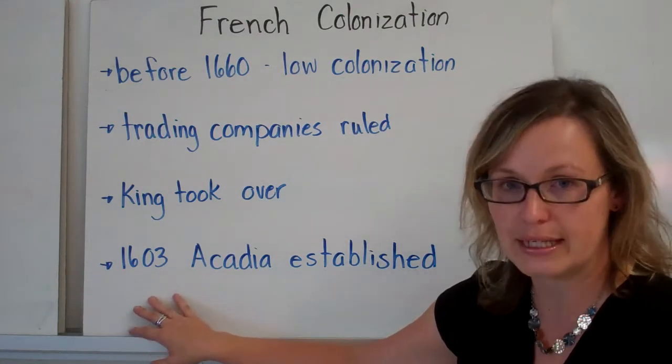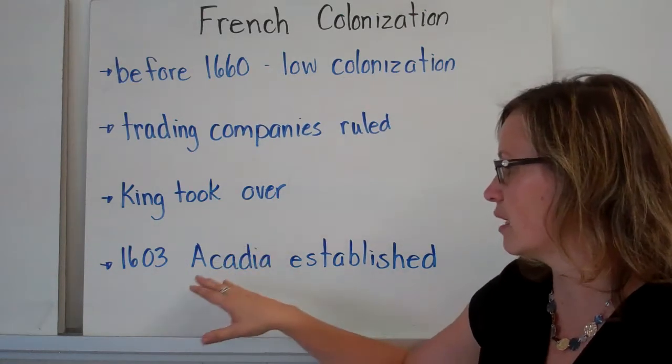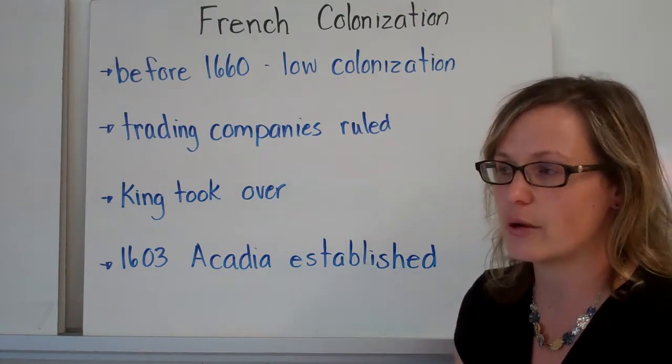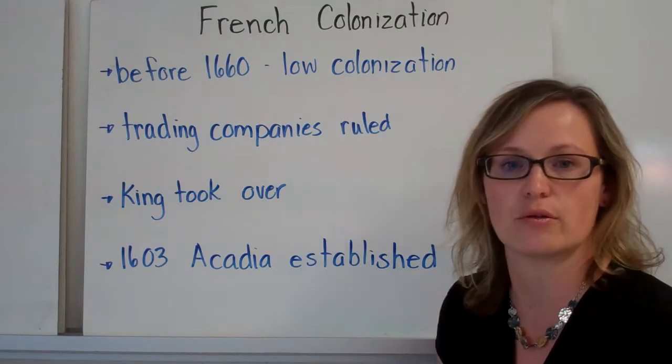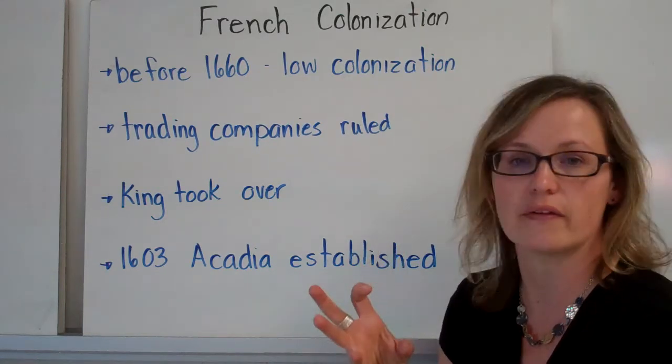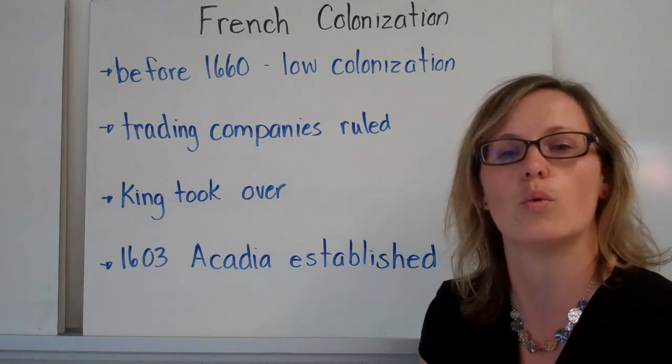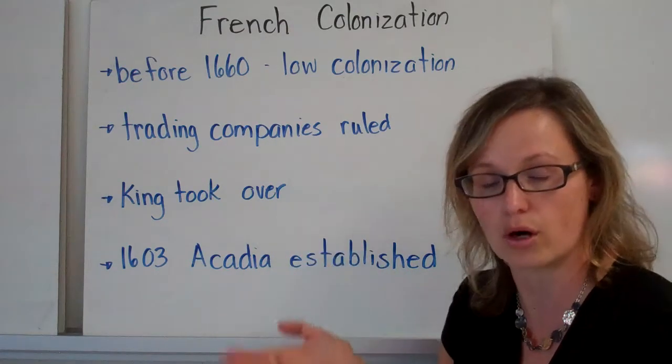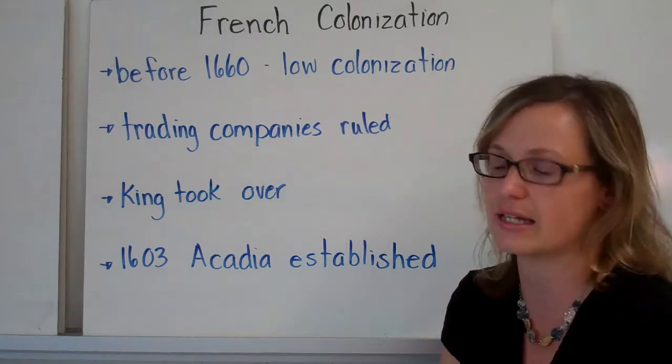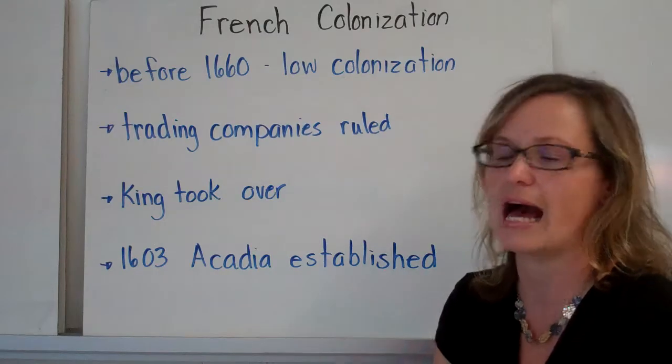In 1603, the settlement of Acadia was established. And it was established just along the mouth of the St. Lawrence River so that this colony could watch to see which traders were coming into the country and trying to gain access to have a part of the wealth.